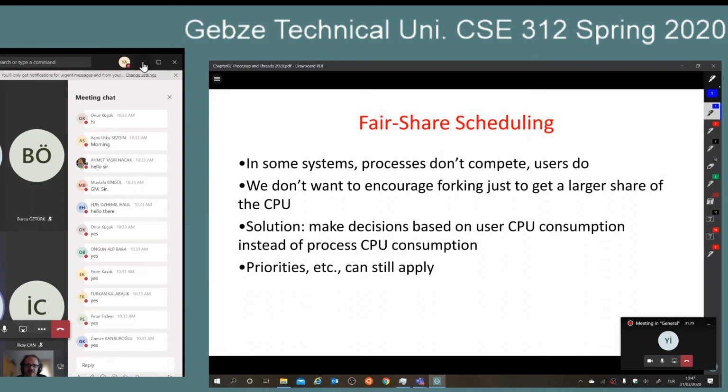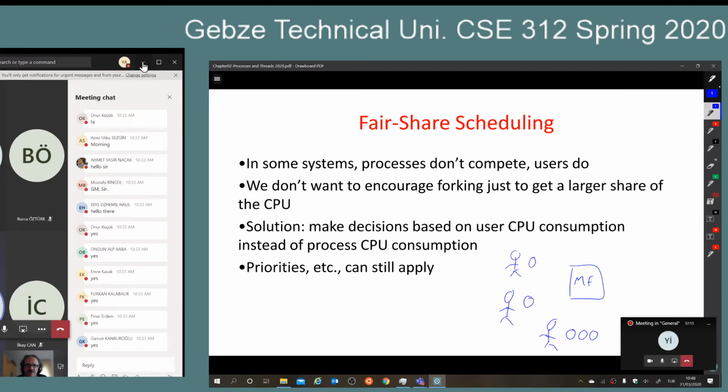Another idea is fair share scheduling. In some systems, interactive systems, time-share systems, the processes don't compute, but users do. This is my one large mainframe computer, and I have 1, 2, and 3 users using the computer at the same time. So things would not be that complicated if each one has a single process. But what happens if this third user has 1, 2, 3 processes? These two have a single process each.